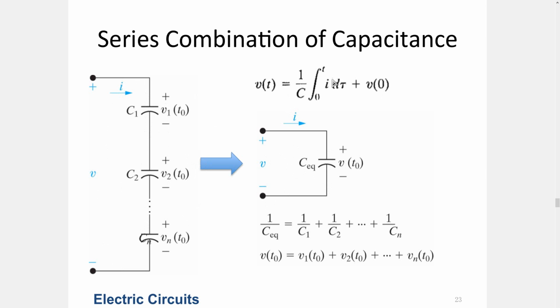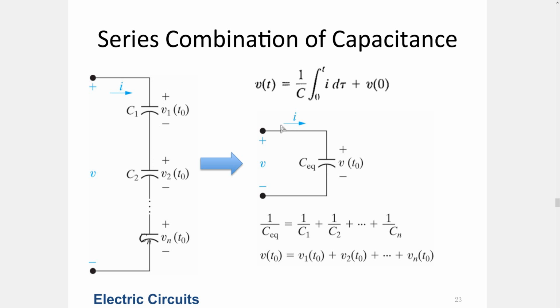Just like we have done before, you write V1 and V2 up to Vn, then you sum them, and at that point we see that the equivalent capacitance will be 1 over the sum of reciprocals of the capacitances. And the voltage across the overall components will be the sum of their initial conditions. So if we have some initial conditions assigned, then the initial condition of the equivalent capacitance is the sum of those initial voltages.